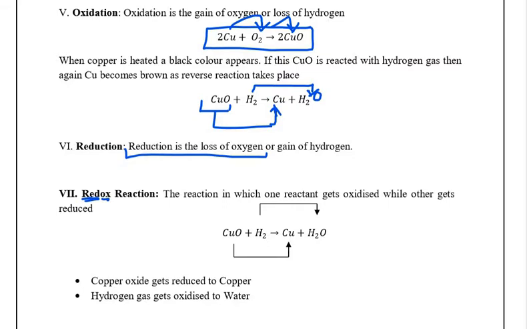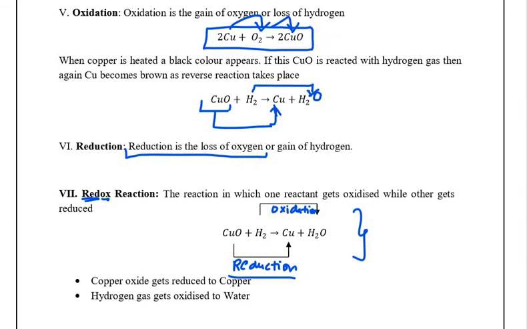So in this example you can see that copper oxide has been reduced to copper, that means this is reduction. Now H2 has been oxidized to form H2O, so this is oxidation. Copper oxide has been reduced to copper, therefore there is a loss of oxygen, so this will be considered as reduction. Now when there is gain of oxygen, it is oxidation.